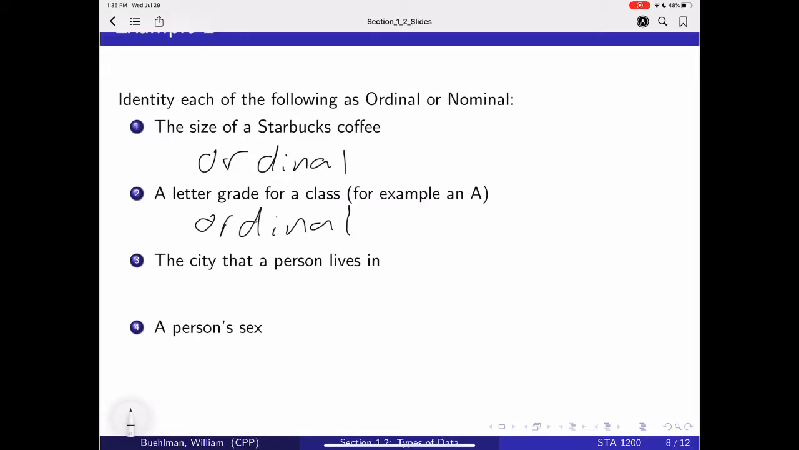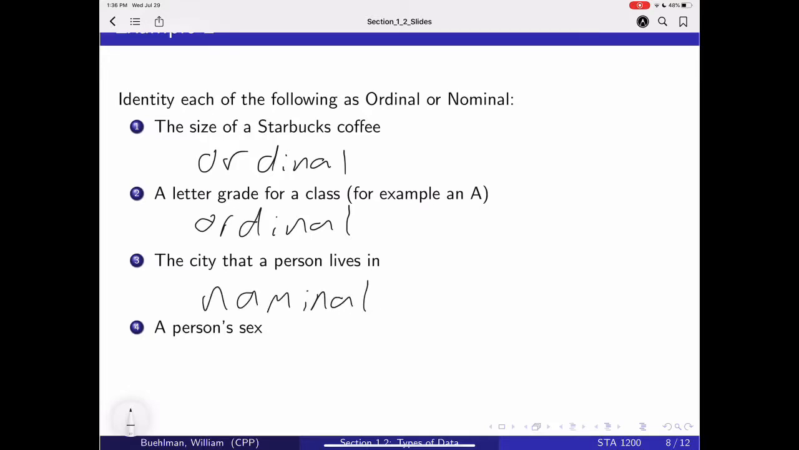So the city that a person lives in. We can think of San Francisco, New York, Los Angeles, Miami, Las Vegas, all these things. But is there a particular order that matters? No. If I put San Francisco before New York, it doesn't matter. So these are nominal.